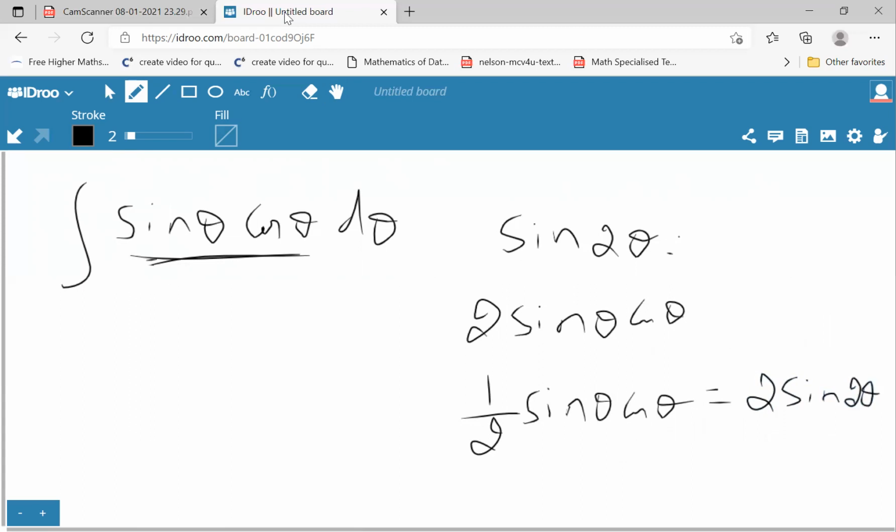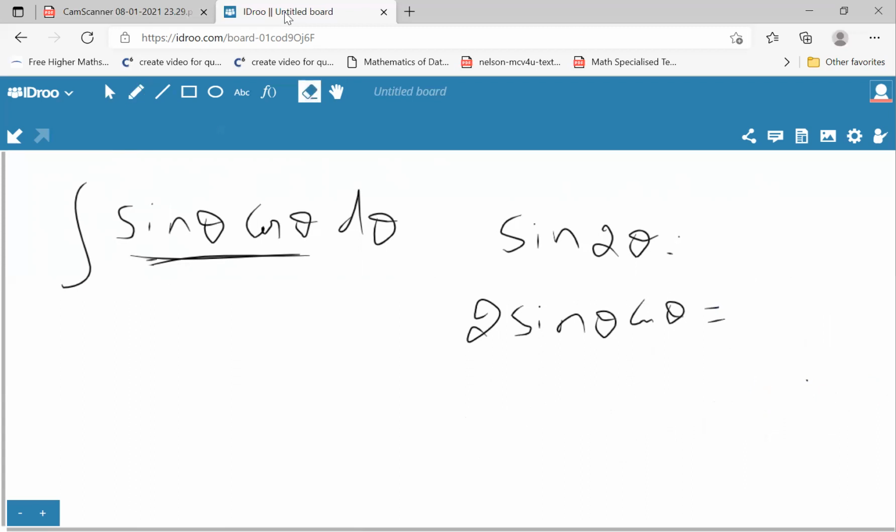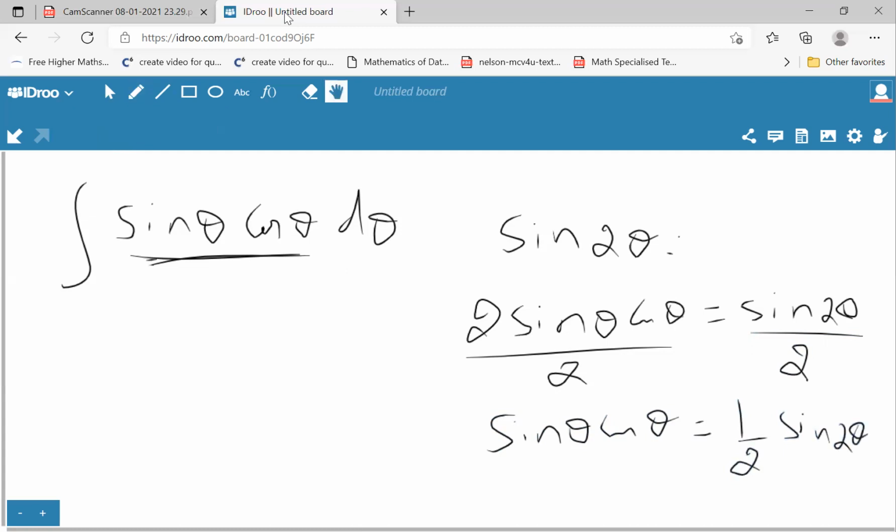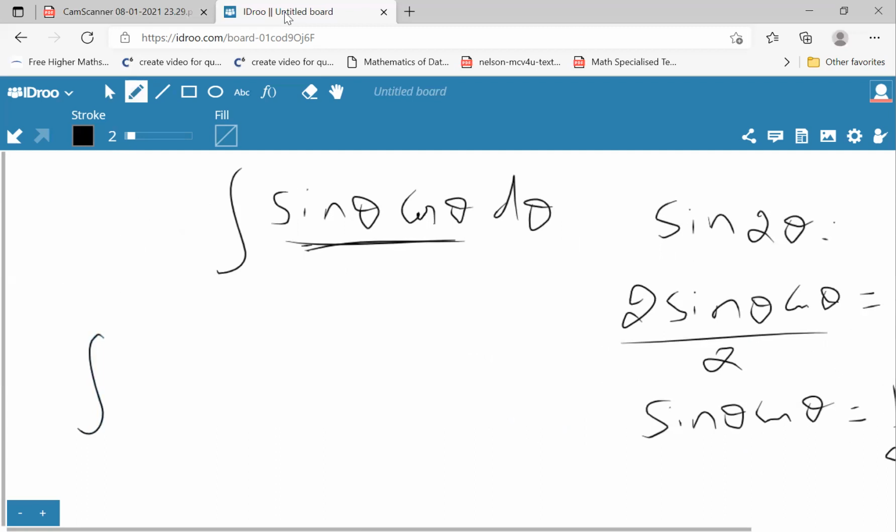I'll explain this again. Sine 2 theta is 2 sine theta cos theta. So to remove this 2, I need to divide on both sides, right? So I'll get sine theta cos theta is equal to half sine 2 theta. So now we can write this as half, I'll take outside, and I'll have only sine 2 theta d theta.